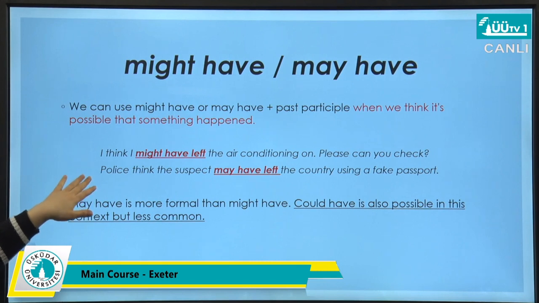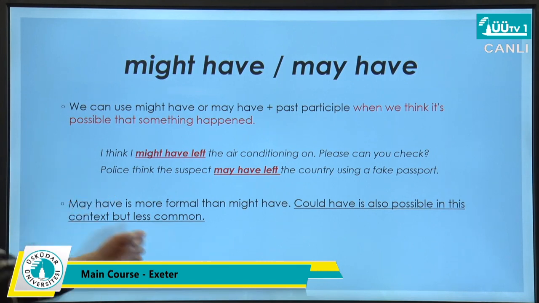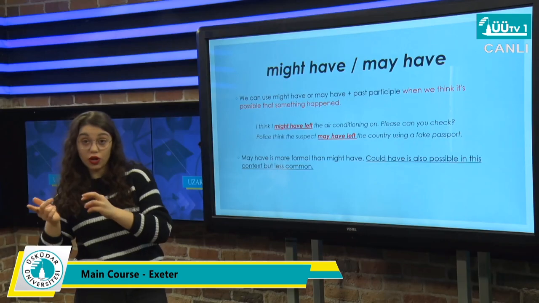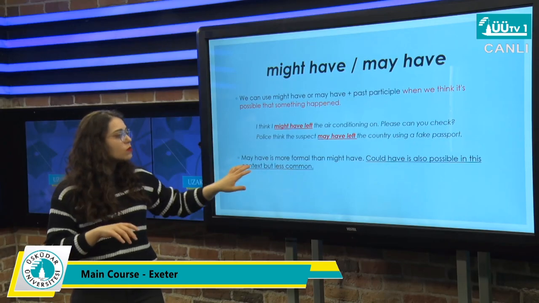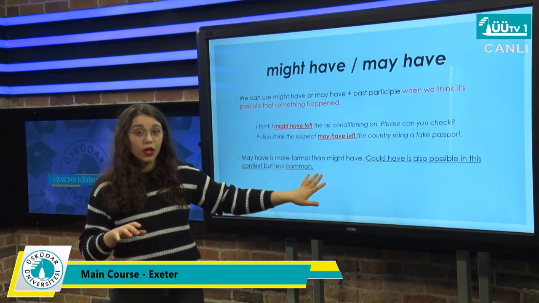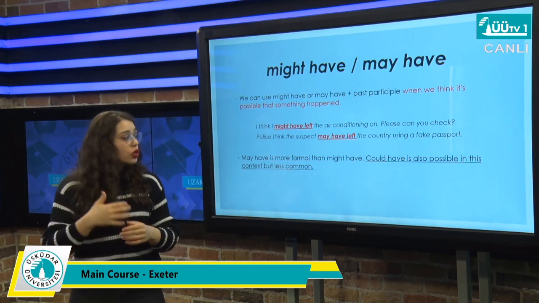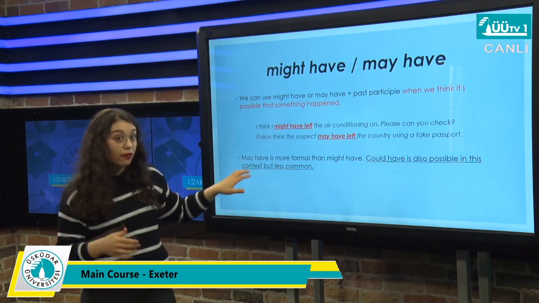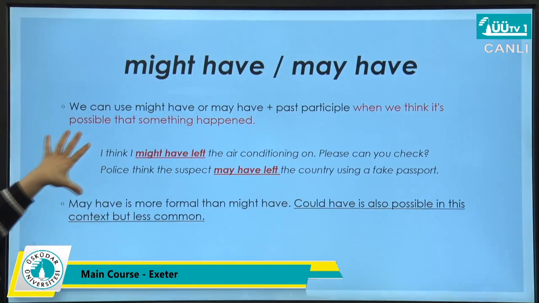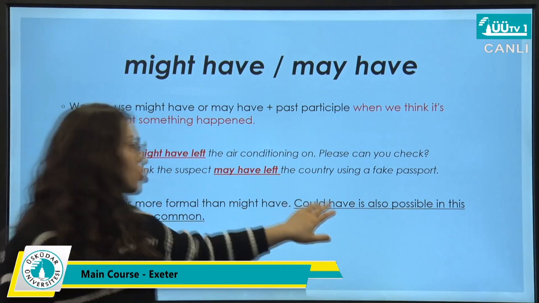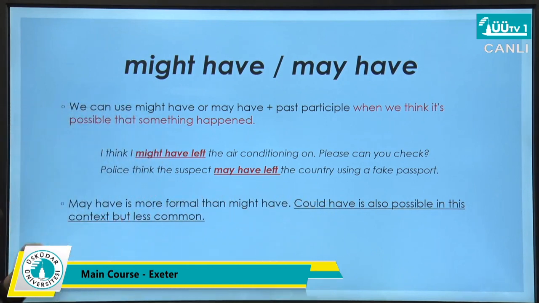Or police think the suspect may have left the country using a fake passport. Again, there's a 50% chance of it. And we're just guessing something is possible or not. Okay? And may have is more formal than might have. So when you're writing something, let's say academic, try to use more may have, not might have. And in this context, you can also use could have, but it is less common, okay?